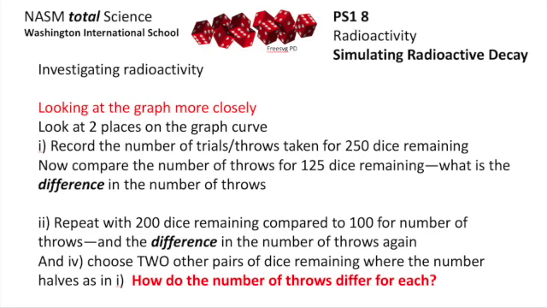Now, repeat with 200 dice compared to 100, and again, look at the difference in the number of throws for 200 dice and 100 dice. And finally, choose 2 other pairs of dice where the first number you choose is double the second one. Now, how do the number of throws differ when you do that subtraction?